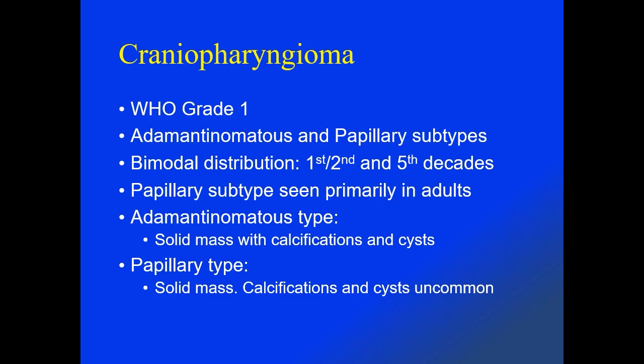Craniopharyngioma is a WHO grade 1 neoplasm. There are two major subtypes, adamantinomatous and papillary, with bimodal distribution in the first and second decade and fifth decade. The papillary subtype is most commonly seen in adults. The adamantinomatous type typically consists of a solid mass with calcifications and cysts, while the papillary type typically presents as a solid mass with calcifications and cysts being uncommon.